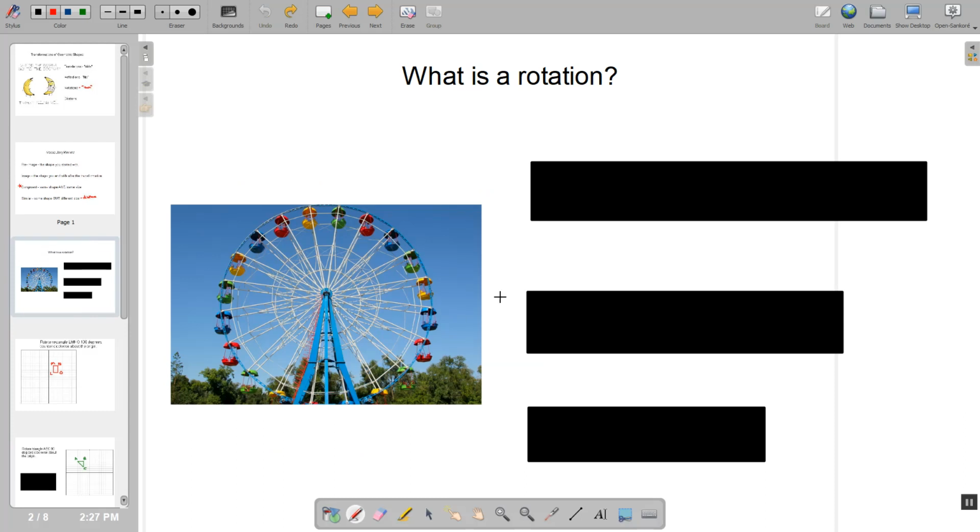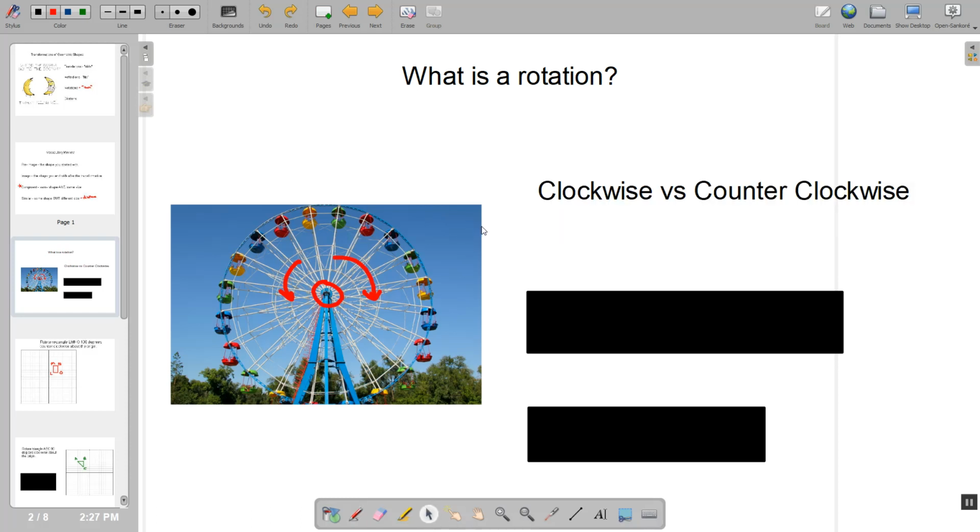So a rotation, I like to think of it as like a Ferris wheel. The idea is that you have a point of rotation right here, and you are rotating about that point in each direction, either counterclockwise or clockwise. A lot of people are going to get clockwise and counterclockwise mixed up. My hint on this one is pretty straightforward. Look at a clock, okay? Think about where the 12 is, and the second hand rotates around in this direction, making that our clockwise. Counterclockwise is just opposite. So if you have the 12 and you're rotating the opposite direction, that would be counterclockwise.